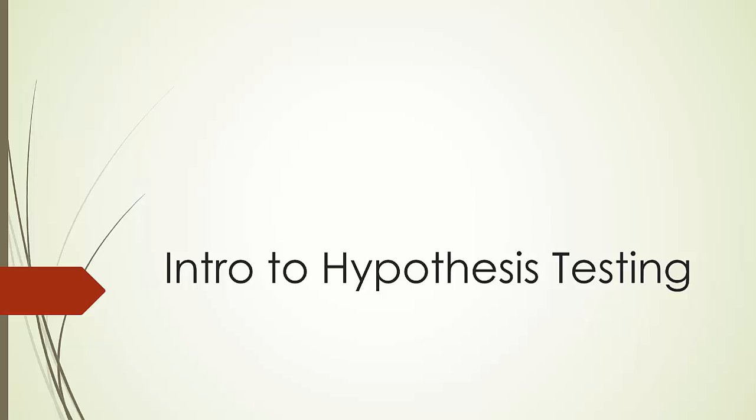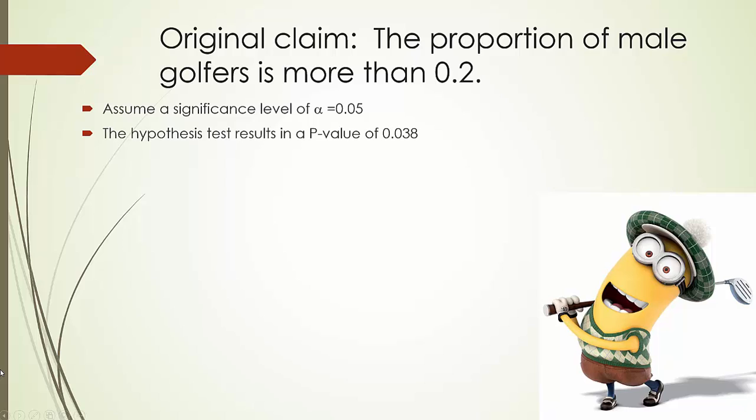In this video, we will introduce the concept of hypothesis testing. We'll do this through the use of several examples. Our first example, the original claim, the proportion of male golfers is more than 0.2. Basically, that's saying the percent of male golfers is greater than 20%.